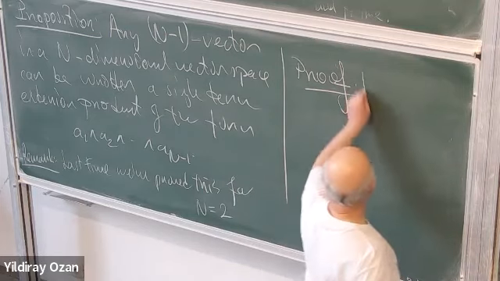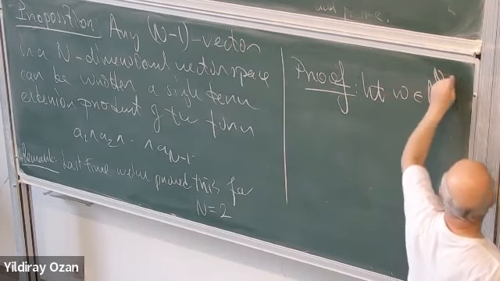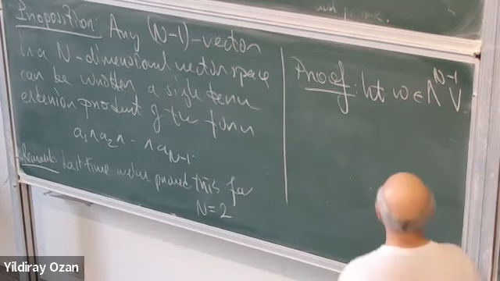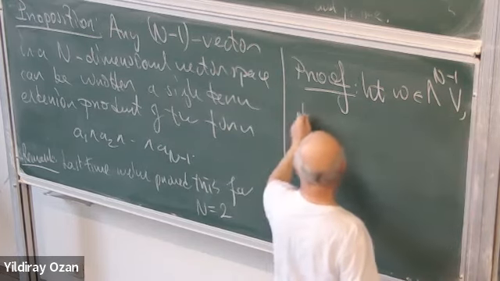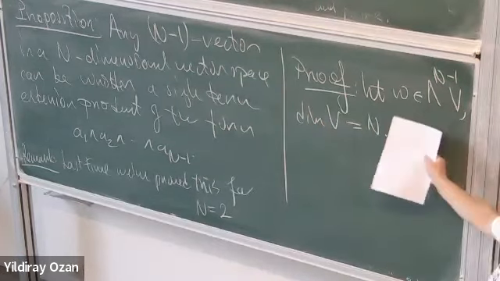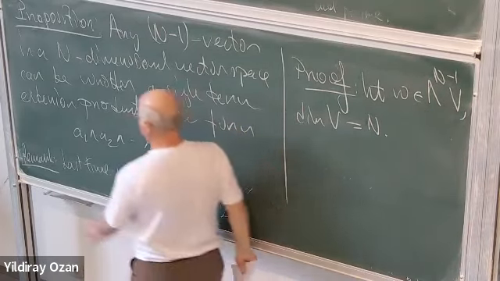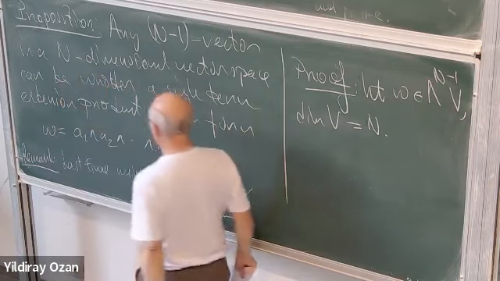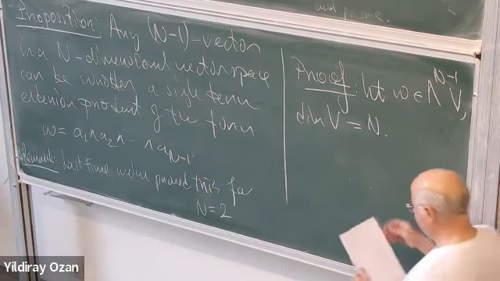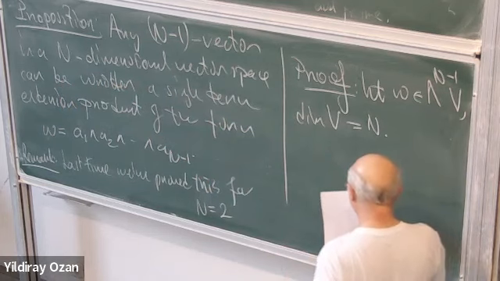Okay, so let W be the n-1 form. Here V is the dimension again. So I want to show that W can be written like this. Any n-1 form can be written like this. And how we will do this? We will do it as follows.